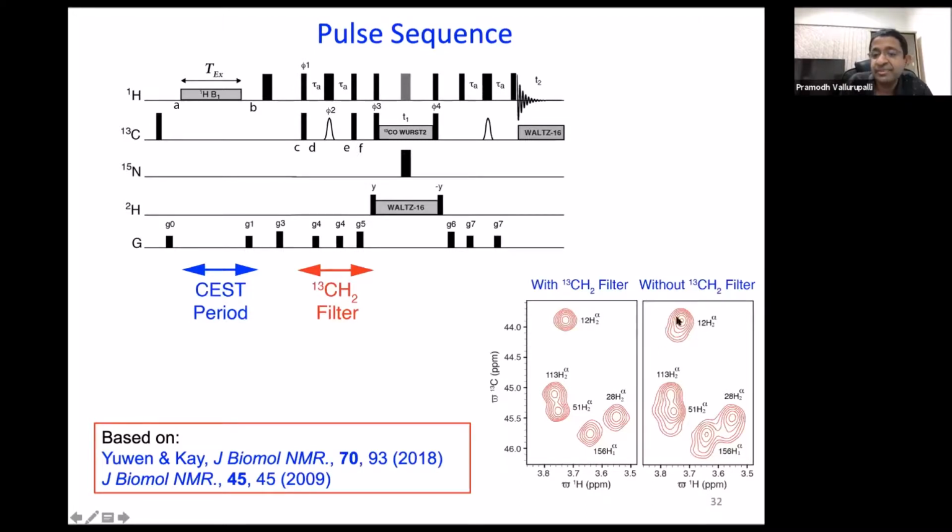So if we did the experiment without the CH2 filter, we would see correlations arising from HCD groups that we would like to see, and also from CH2 groups that we don't want, but this filter suppresses these.